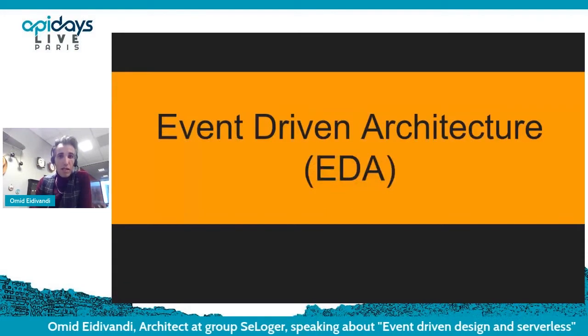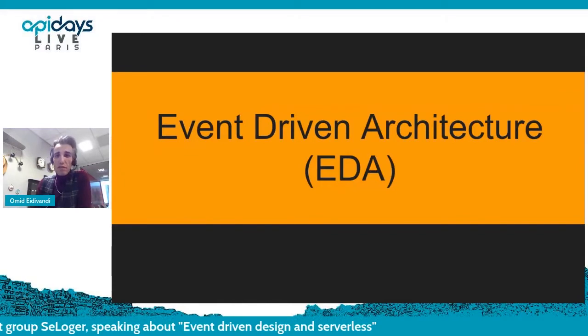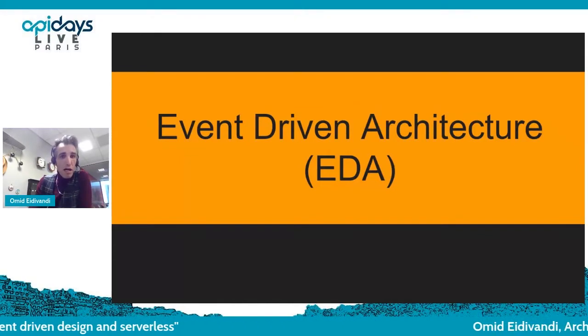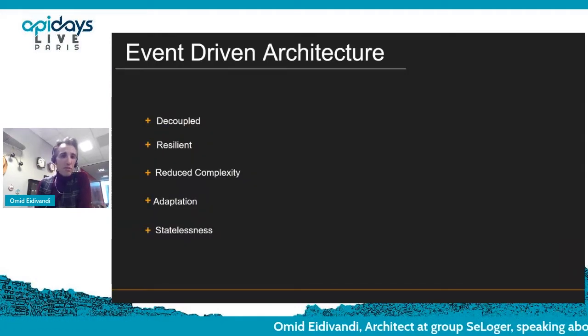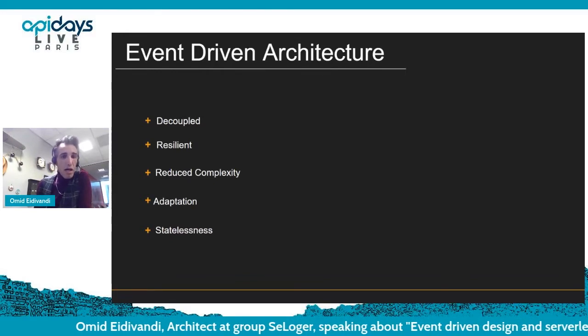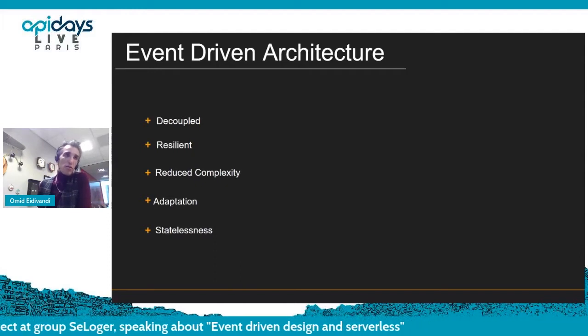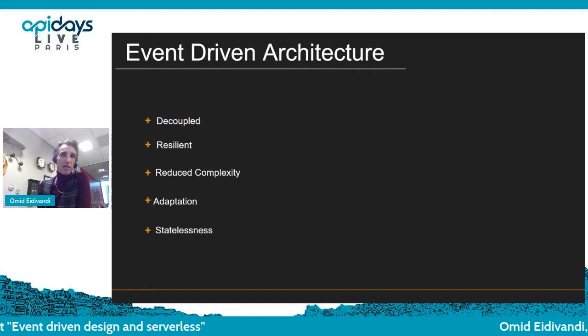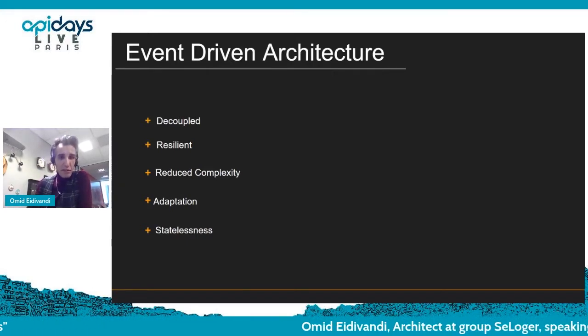So let's have a look at some principal characteristics of event-driven design, or EDA, event-driven architecture. Decoupling: any part of the system is fully decoupled and autonomous in this process. And resiliency: any part of the system needs to handle its failures and make this component in the whole system resilient enough.